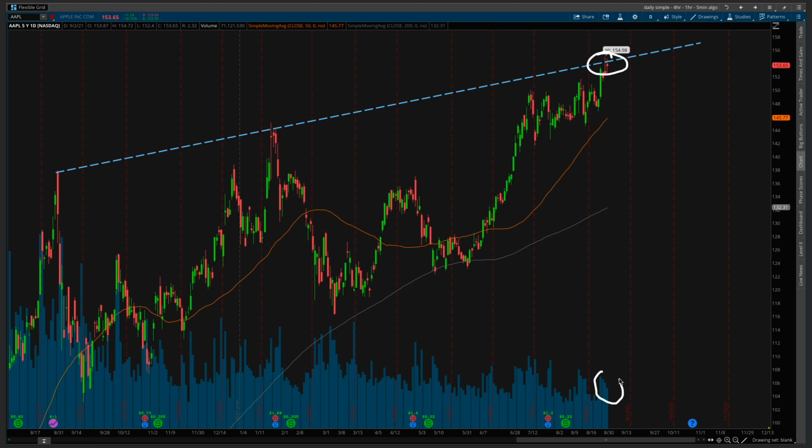Now, volume is not the worst. It could be very tiny volume, which would not be a good sign, especially if we're going to break. But I just wanted you guys to be aware of this. So that's why I'm also looking for shorts on Apple right now.